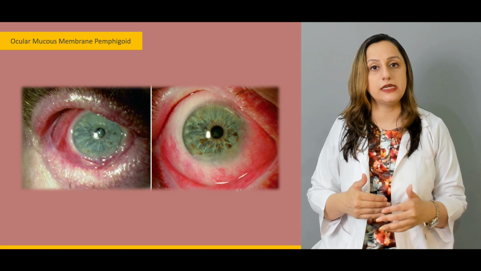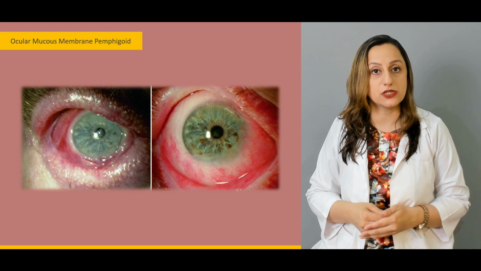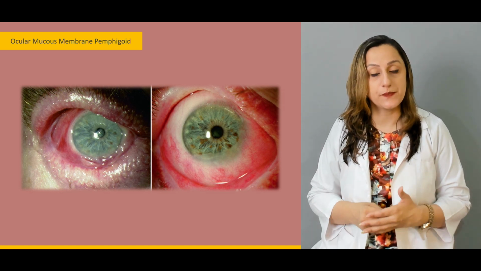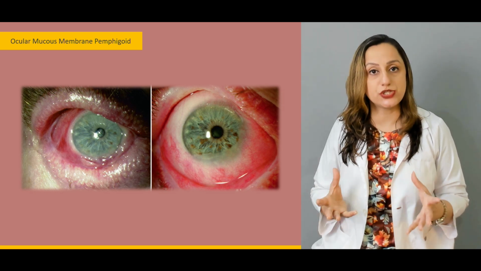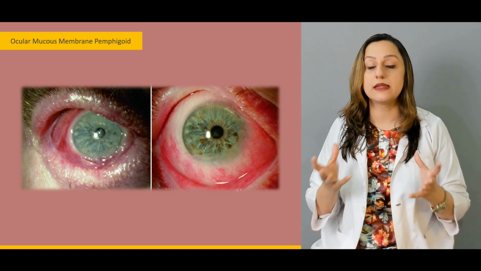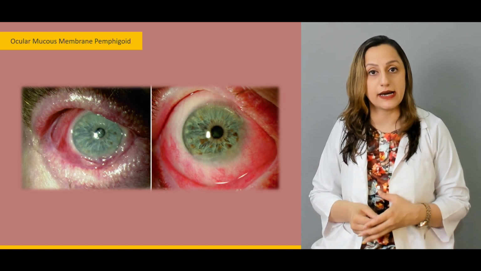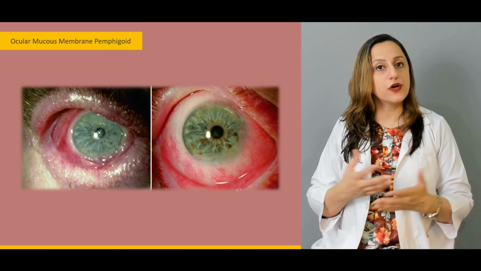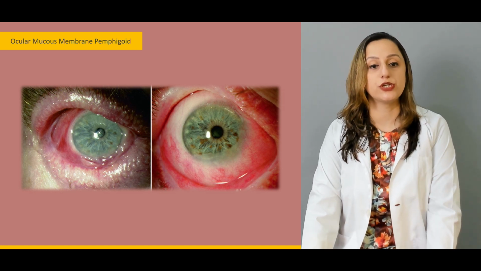Over here, the antibodies are against the basement membrane of the conjunctiva, but still the inflammatory reaction would flare up. The patient would complain of redness, irritation, increased lacrimal gland flow, increased tearing in the eyes, foreign body sensation, and itching. All of these would be the features of ocular mucous membrane pemphigoid over here.